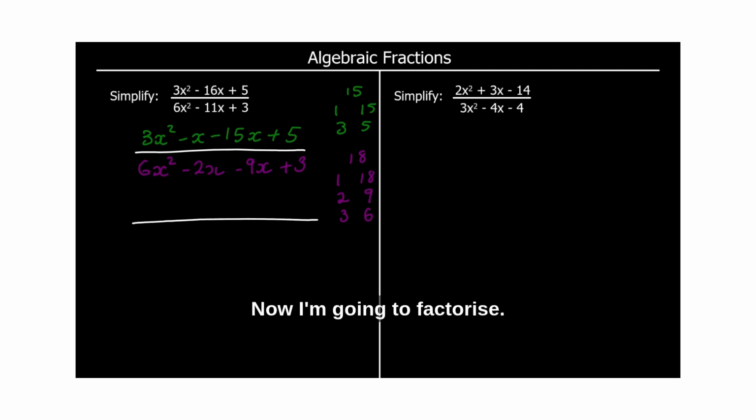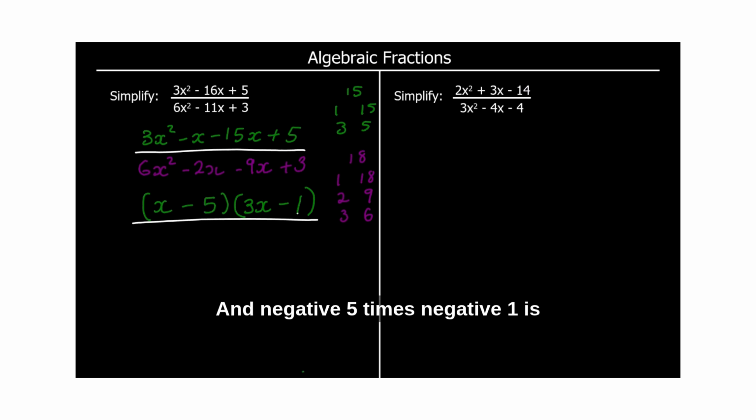Now I'm going to factorize. So for the numerator, what can I take out of the first two terms? 3x squared and negative x have both got x as a factor. So I'll take x as my first term. X times something is 3x squared. That's 3x. X times something is negative x. That's negative 1. Something times 3x is negative 15x. That's negative 5. And negative 5 times negative 1 is positive 5.